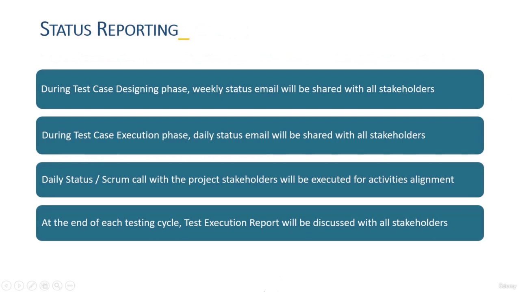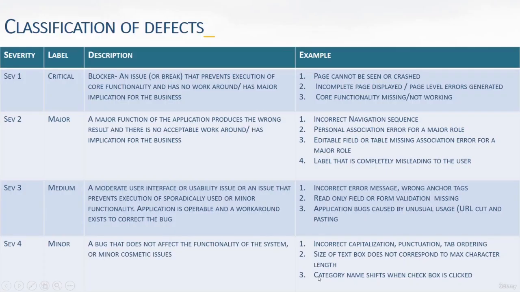For the status report, you also tell your customer the communication protocol you will follow with your client during the testing design phase. A weekly status email will be shared with all stakeholders during the test execution phases. A daily status email will also be shared with all the stakeholders. We will do a daily scrum with the project stakeholders, presenting our execution activities. And then at the end of the cycle, each test execution report will be discussed with all the stakeholders.